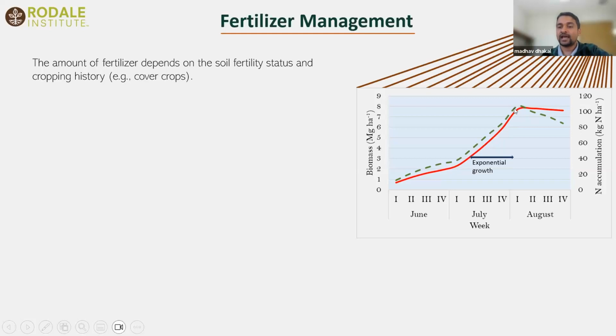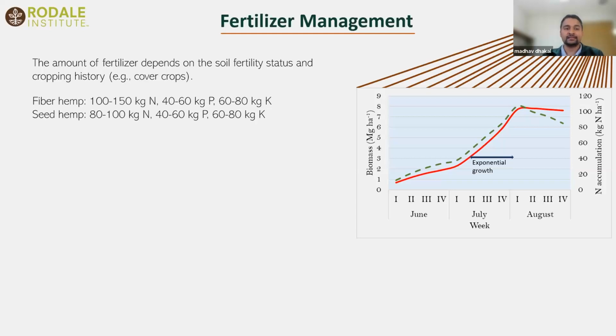That means this is the critical time when the plant accumulates nitrogen and grows exponentially, so the nitrogen requirement would be critical by that time. What we saw is that fiber hemp produces more biomass, and the nitrogen requirement is higher for fiber hemp compared to seed hemp, about 100 to 150 kilograms of nitrogen per hectare. It depends on the cover crop and the fertility status. I'll be showing the nitrogen response of hemp biomass production. For the seed hemp, the nitrogen requirement can be low.